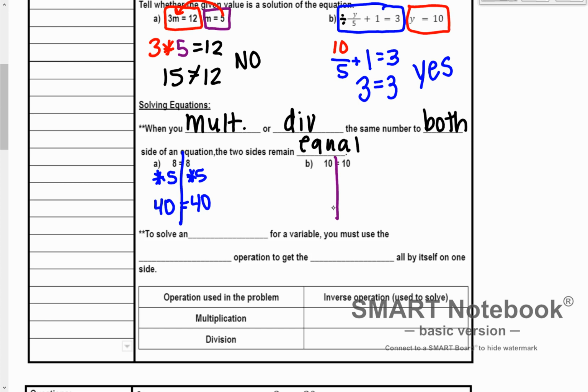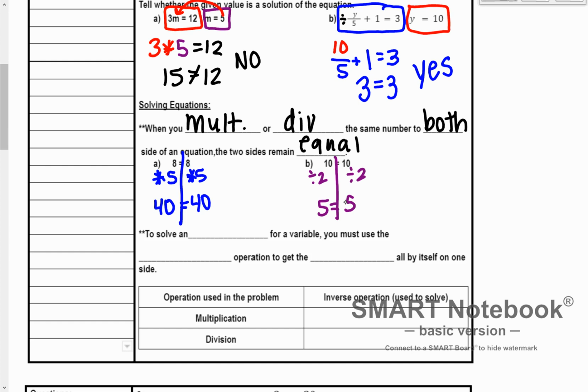Same thing with division. If I divide by 2, I have to do it to both sides in order to keep it true. 10 divided by 2 is 5. And if I didn't divide this side by 2, 5 would not equal 10, that doesn't work. So we have to make sure we do it to both sides so that the equation stays true.